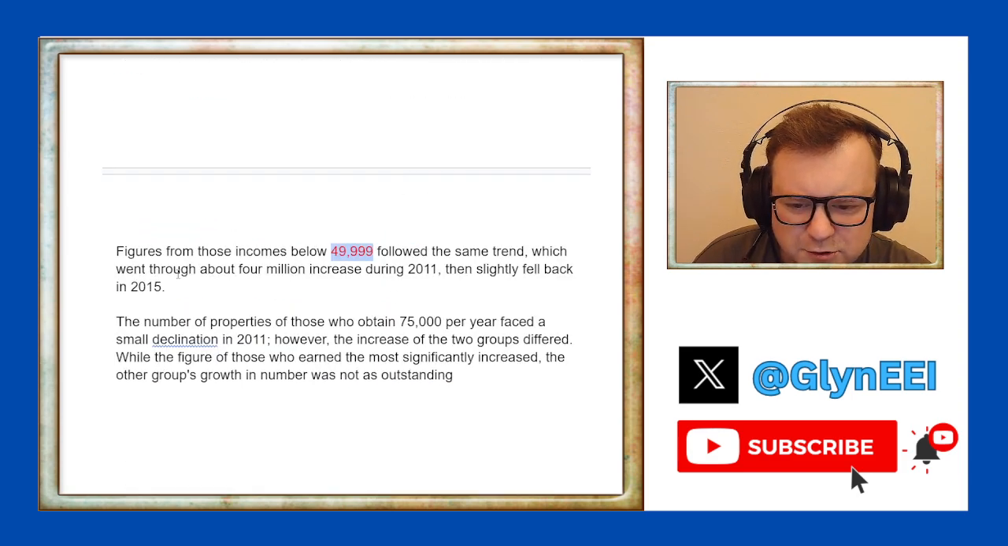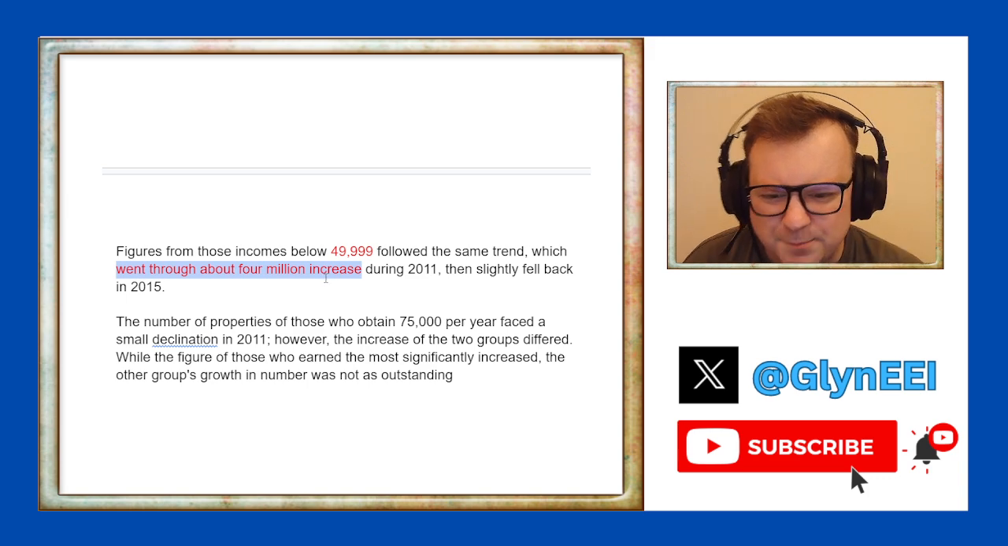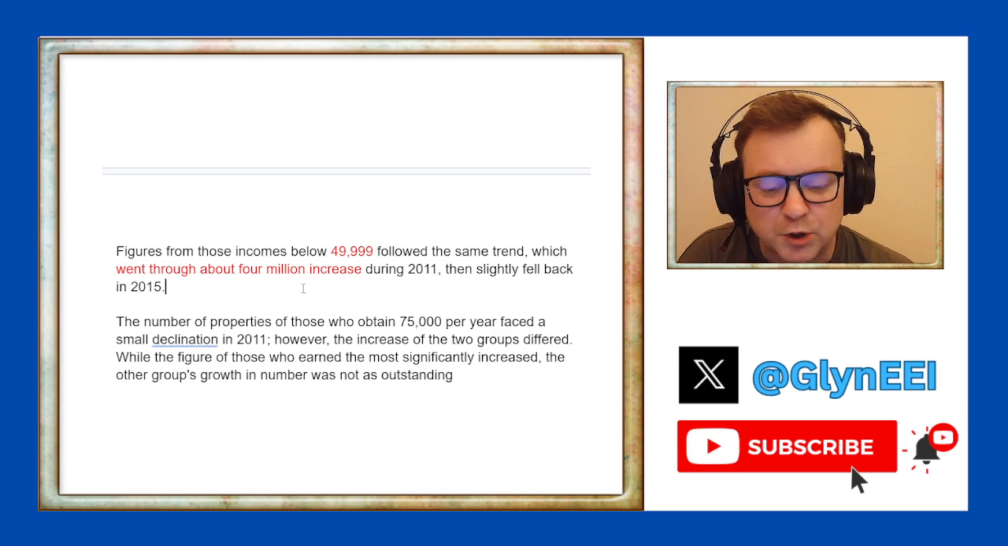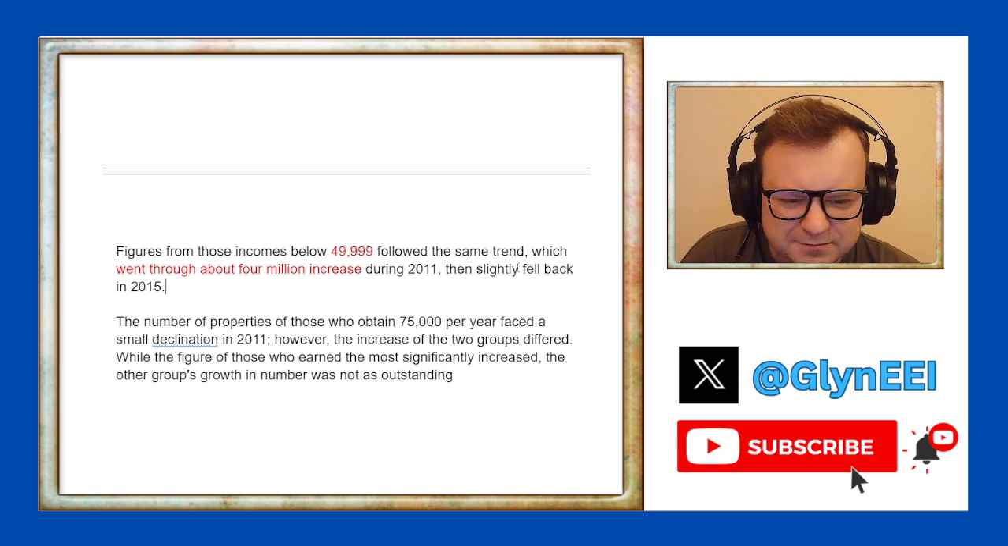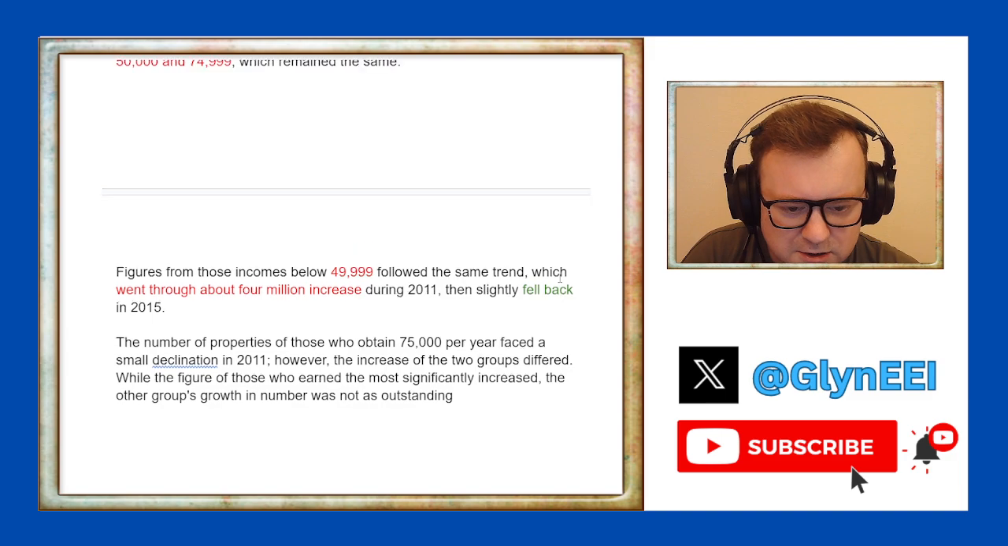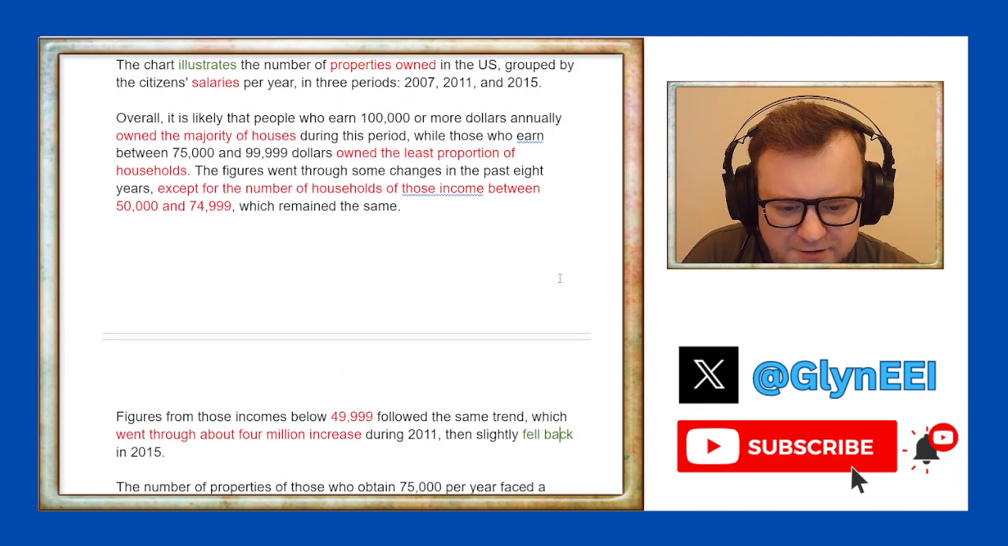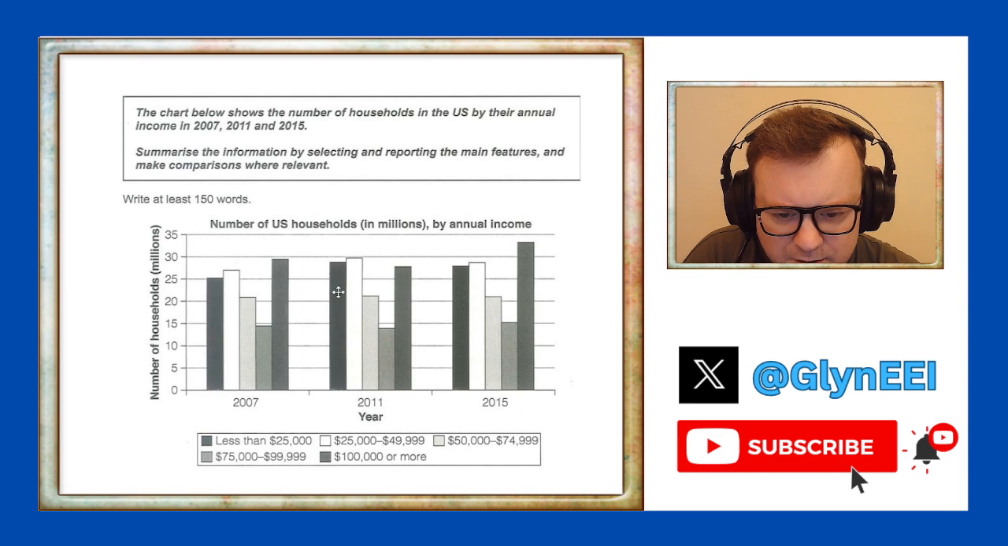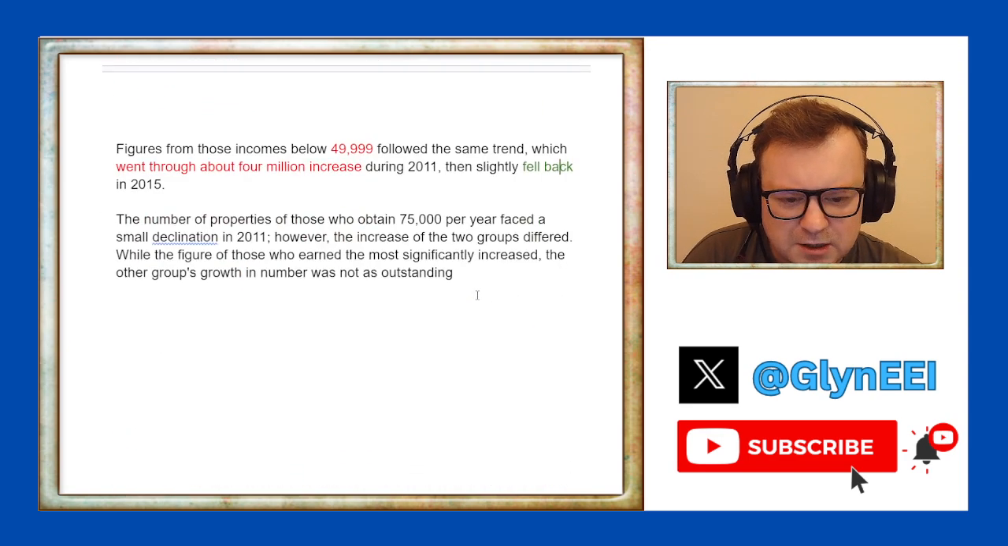Which went through about, went through about 4 million increase. Yeah, it's just sloppy language. It went through about 4 million increase. I don't know what that means. I kind of have an idea. Then slightly fell back. So I like this use of fell back. That's fine. It's not perhaps very academic, but it is idiomatic in nature, and it is suitable. The meaning is suitable. Then slightly fell back. Did they fall back? They did slightly fall back. Okay, so that's good analysis, but this is extra.